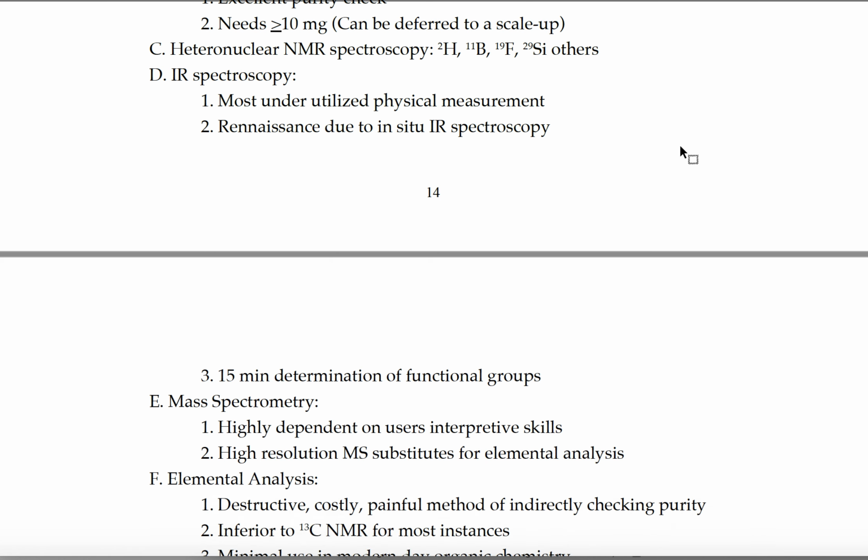IR spectroscopy. One time I gave a exam and I said, how would you distinguish an acid from an acid chloride, and gave no credit unless you used IR. And the students thought they'd been abused. I said, look, you will never forget this lesson. IR spectroscopy is incredibly valuable.